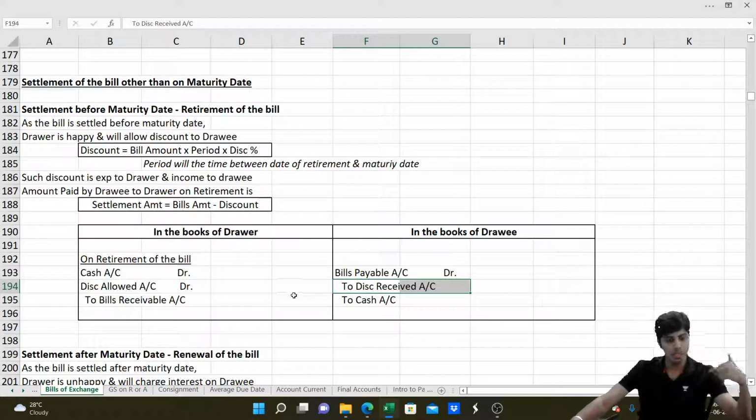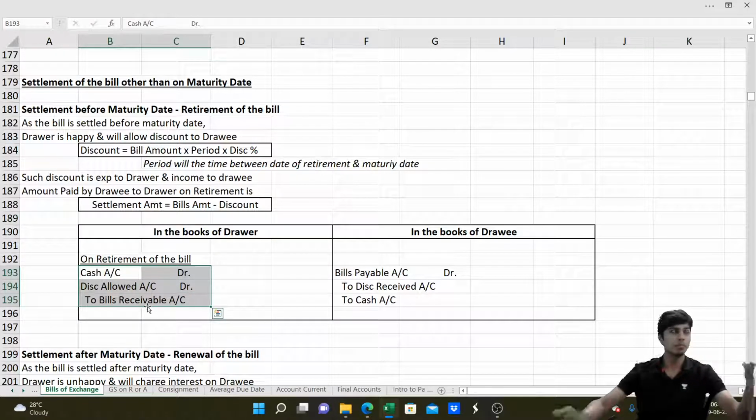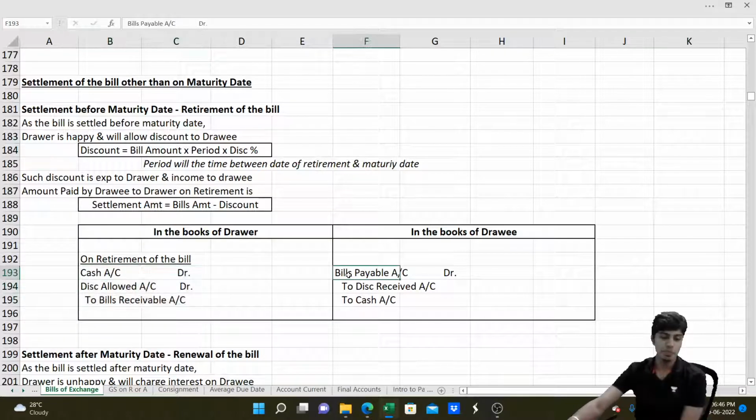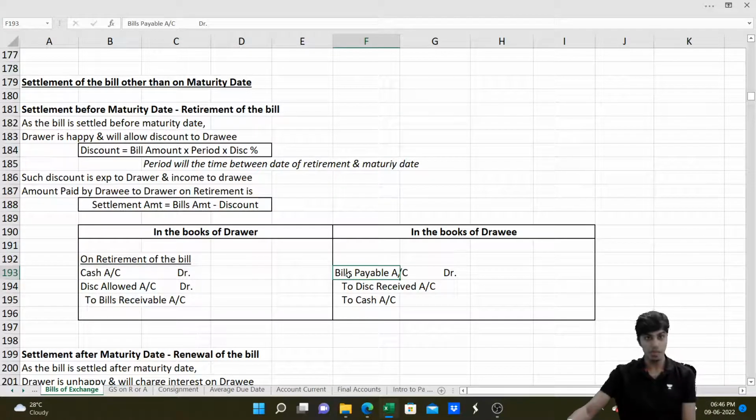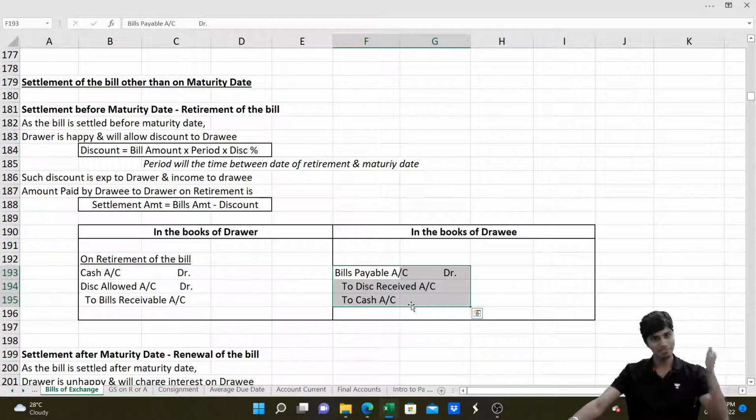I am going to receive money. I'll write cash account debit, not full money. Some money is discount allowed. I'll debit discount allowed as expense and credit bills receivable because that bills receivable is going to be settled. However, in this case, he is paying money, his liability will decrease, bills payable debit. He is receiving discount, it is his income, discount received credit. He is paying money, his cash is decreasing, cash account credit.